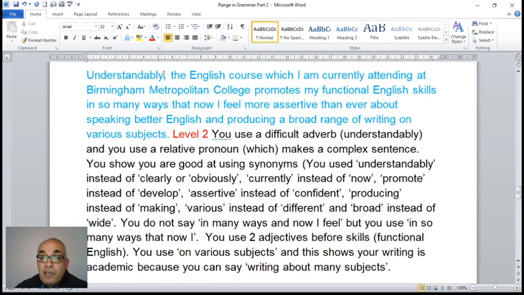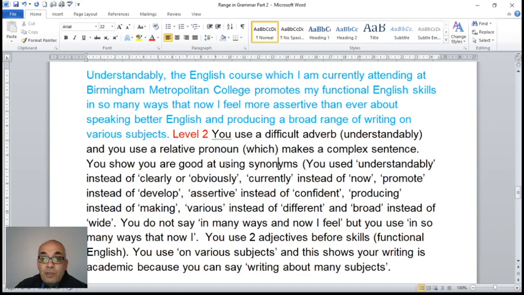You use a difficult adverb, understandably. This is a difficult adverb. It means how the way you understand it, or the way it is, and you use a relative pronoun which, and which makes a complex sentence, which is here, this one.